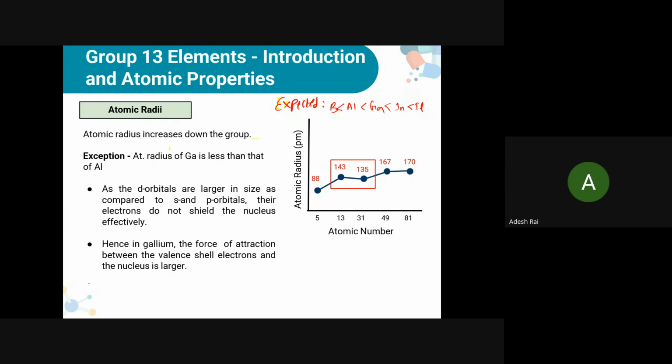But what is the exception? You can see the exception is that the atomic radius of gallium is less than that of aluminum. So the actual trend is something else. Is that clear? What is the actual trend? The actual trend says that aluminum is higher in size compared to gallium.